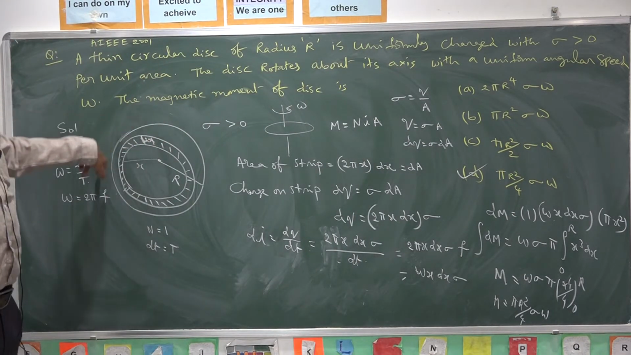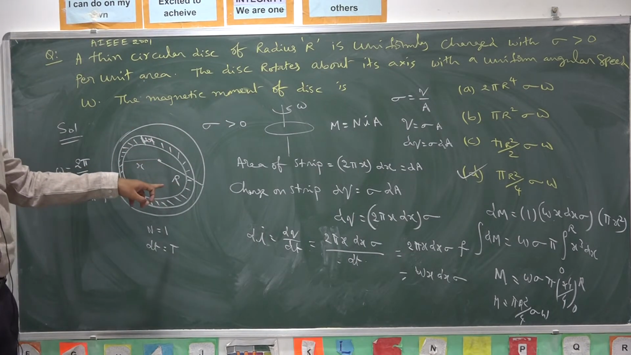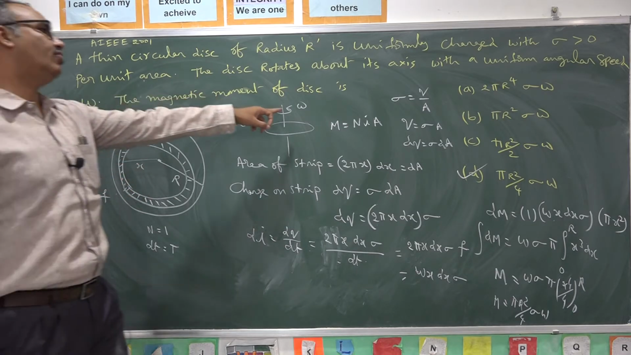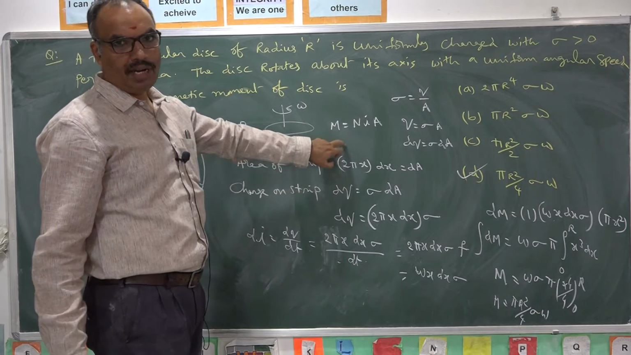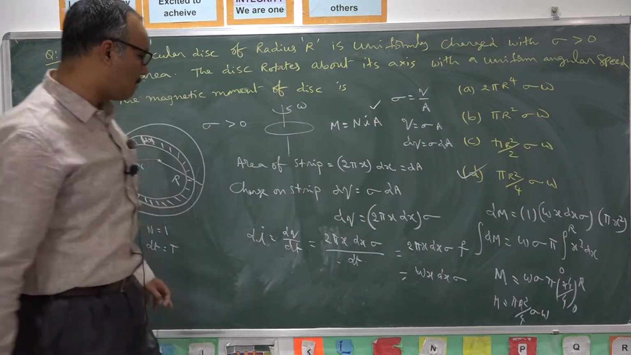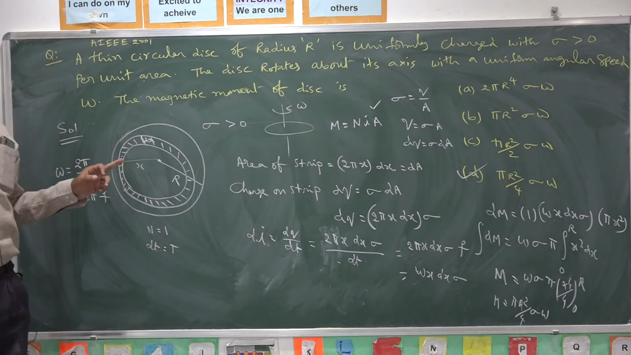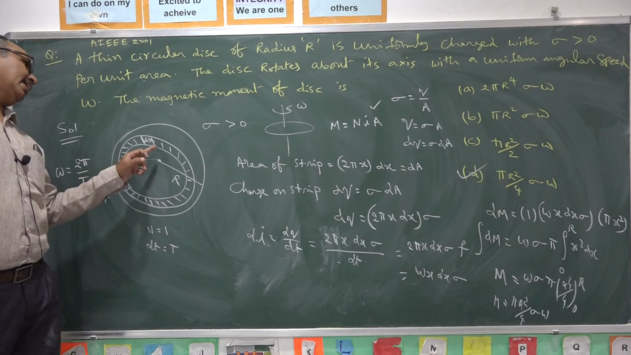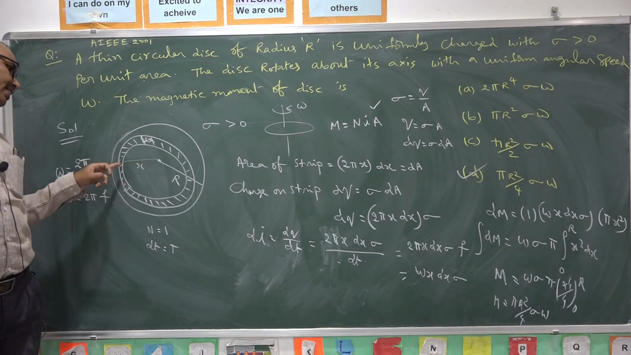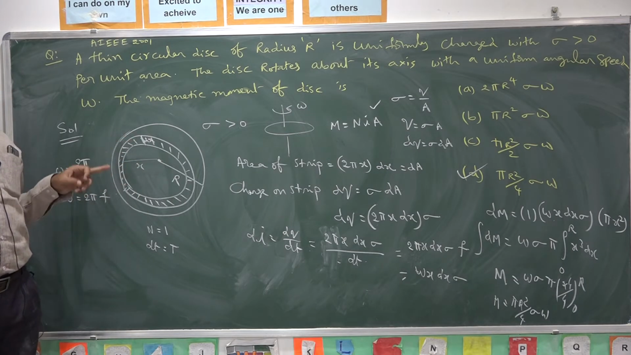This is the disk whose radius is r. I would like to find, due to the rotation of the disk with angular velocity omega, what is the magnetic moment developed. The general formula for magnetic moment is NIA. In order to calculate the magnetic moment due to the entire disk, I considered a small elemental disk whose radius is x, thickness is dx.